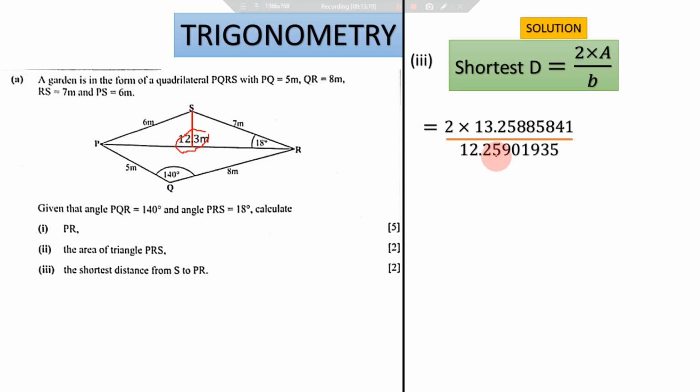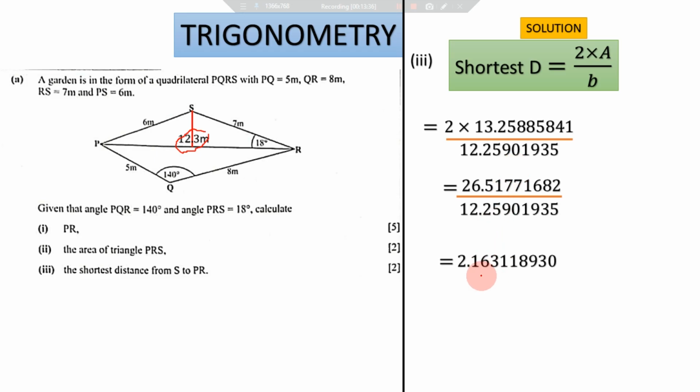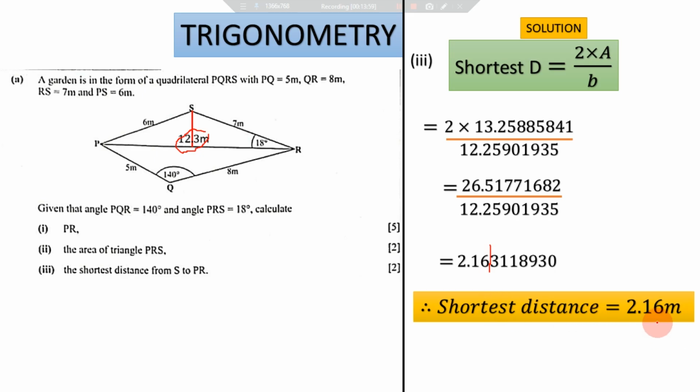I'm going to go back and get the value of this length which was not rounded off, which was 12.25901935. Let us multiply on top. We're going to have 26.51771682 being divided by this value down here, the base. When we divide, we're going to have 2.16318118930. This is the final answer if you don't know how to round off. If you know how to round off, to 3 significant figures it will end here. The 3 is less than 5, so 6 will remain the same. So the final answer will be 2.16 meters.